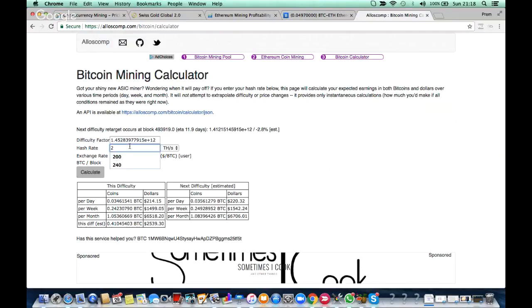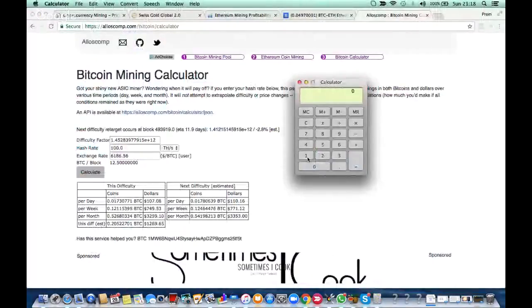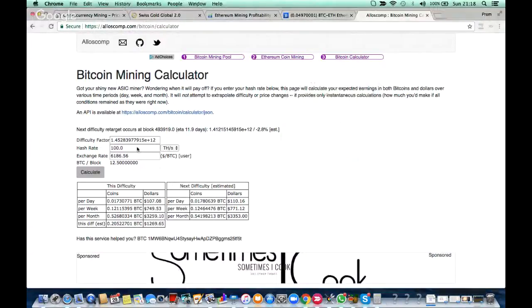We want to reduce it. So I'm going to try something less. Let's go with 100 terahash of mining power. Now look at that, $107 per day. If I had 100 terahash of mining power, it's giving me $107 per day. But of course, we know that you need to deduct 28% from that. So that's not going to work, because $107 times 0.28, that's $30 taken off 107. That's less than $100. That's not going to work.